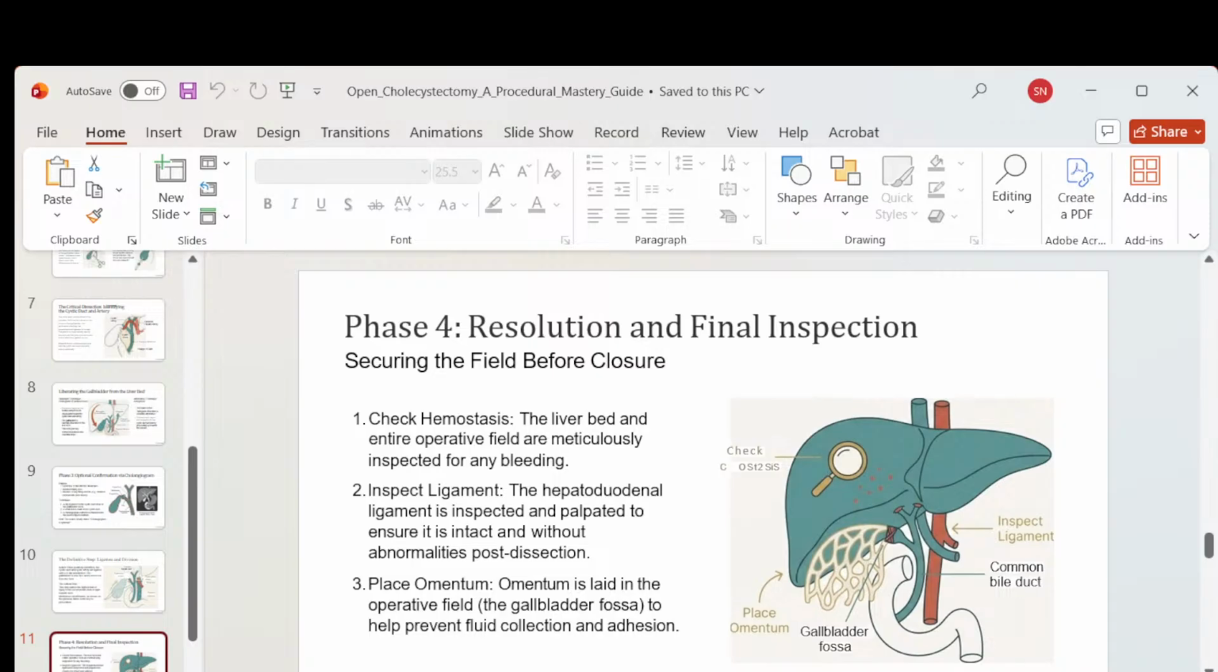Phase 4, the resolution and the final inspection, securing the field before closure. Followed by which, check hemostasis. The liver bed and the entire operative field are meticulously inspected for any bleeding. Inspect ligaments. The hepatoduodenal ligament is inspected and palpated to ensure it is intact and without abnormalities post dissection. Place omentum. Omentum is laid in the operative field, the gallbladder fossa, to help prevent fluid collection and adhesions.